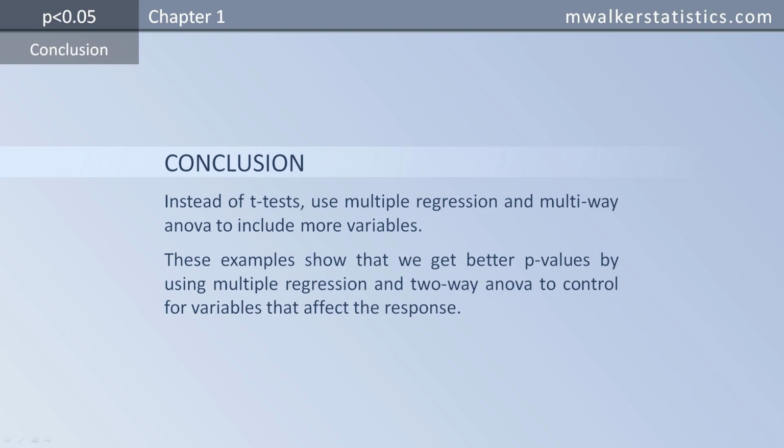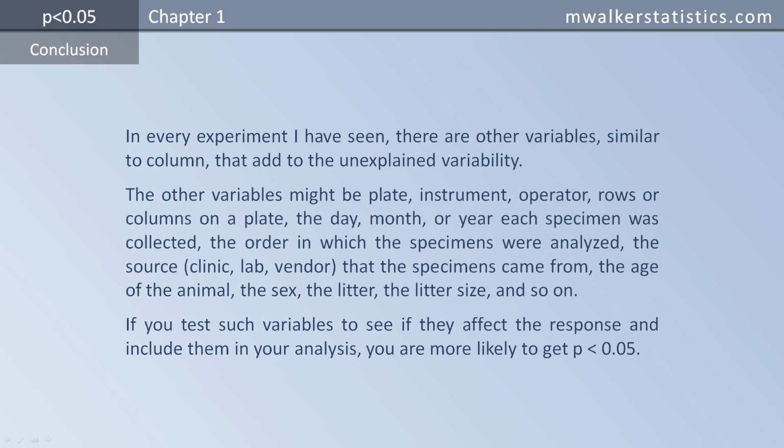Instead of t-tests, use multiple regression and multi-way ANOVA to include more variables. These examples show that we get better p-values by using multiple regression and two-way ANOVA to control for variables that affect the response. In every experiment I have seen, there are other variables, similar to column, that add to the unexplained variability. The other variables might be plate, instrument, operator, rows or columns on a plate, the day, month, or year each specimen was collected, the order in which the specimens were analyzed, the source, clinic, lab, vendor that the specimens came from, the age of the animal, the sex, the litter size, and so on. If you test such variables to see if they affect the response and include them in your analysis, you are more likely to get p less than 0.05.